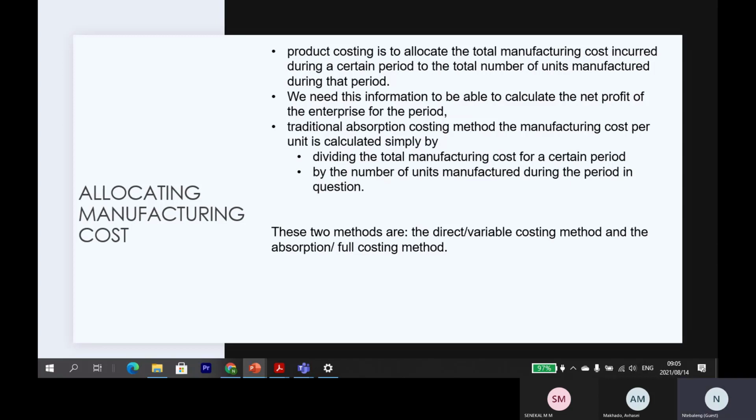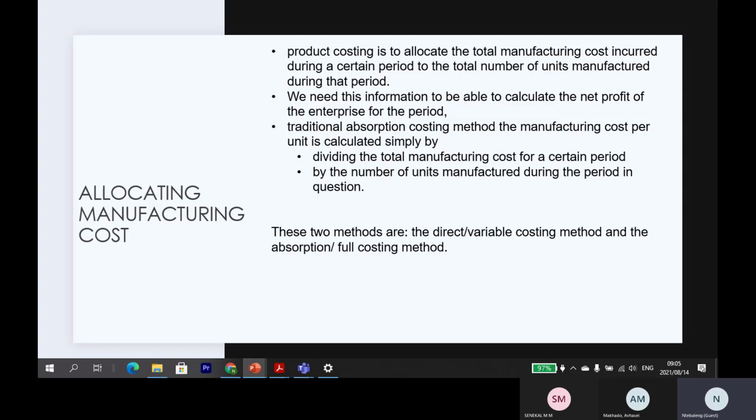So for you to get your net profit, you need to know how much it cost you to produce this product. And under the traditional absorption costing, you must remember that you take this manufacturing cost and you divide it by the total units that you've manufactured for that period. So don't forget that. That's how we normally get that cost per unit, right?